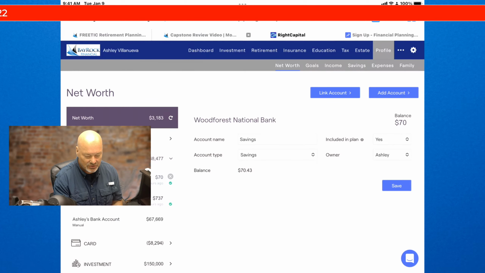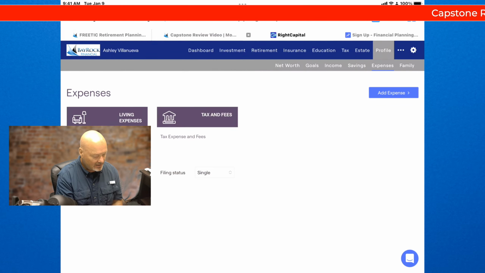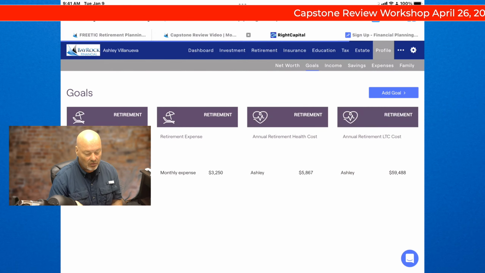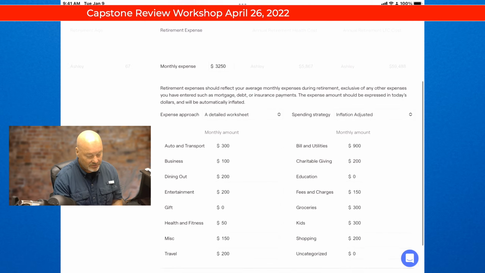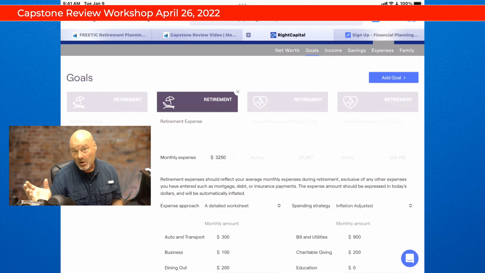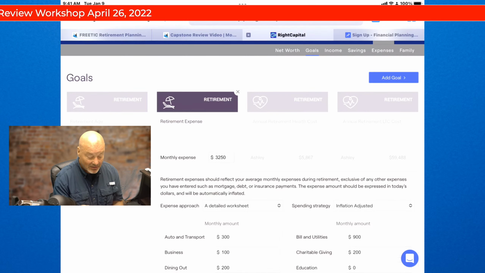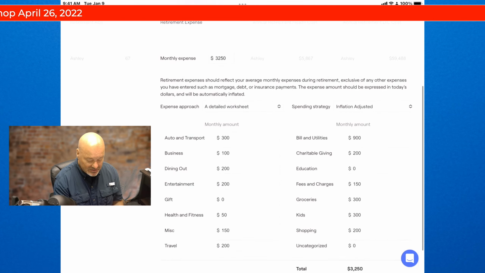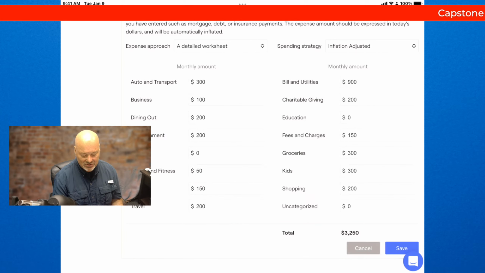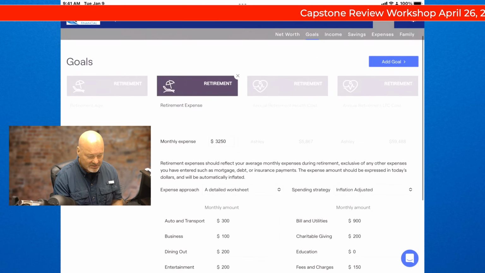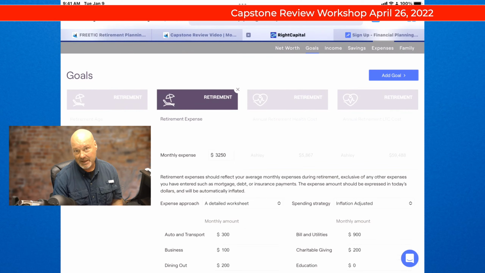I'll tell you this, if we go to profile, I'll show you one more thing in expenses. If we go to retirement, monthly expenses, Ashley's got 32, and she used the detailed, which I want all of you to do. Use this detailed, not the simple, because until you start breaking out your categories, you're just shooting in the dark. So remember, this is her retirement expenses.